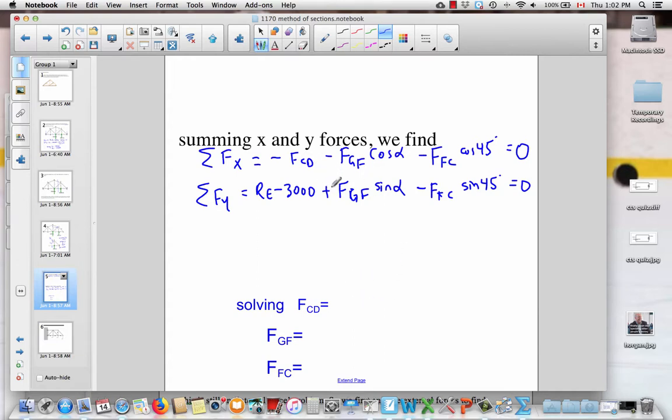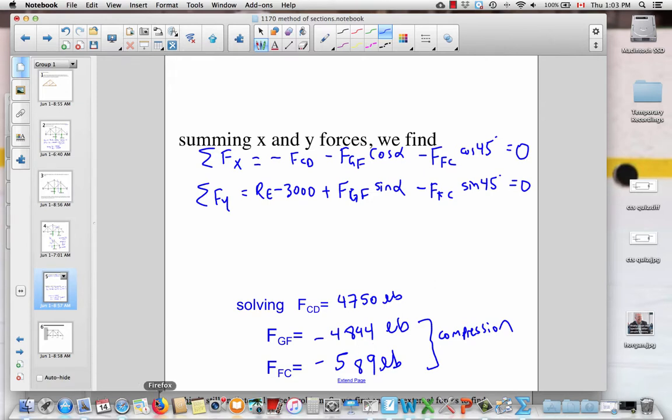Using, say, Wolfram Alpha or using matrix algebra. Then what you find is the CD force is 4750. GF, these weren't what we were asked for, but they're part of the solution, sort of come out in the wash. And the FC, the one we're actually looking for, we find that it's not in tension, it's actually in compression. Both of these are actually in compression. And the one we were looking for is 589 pounds.